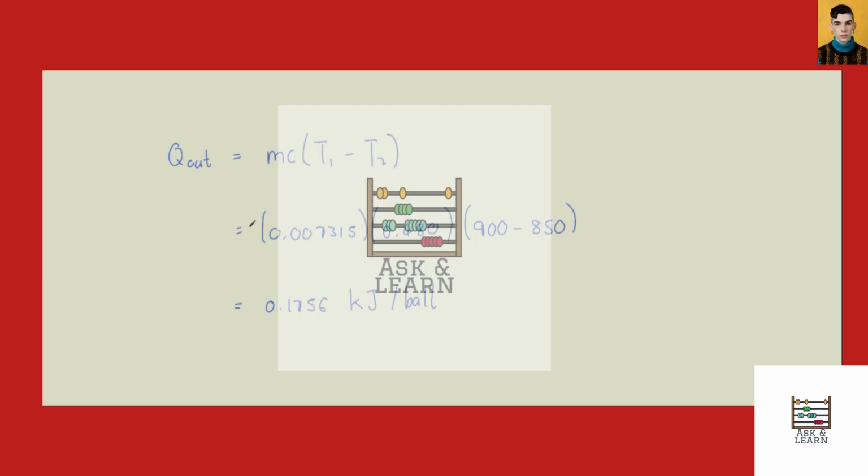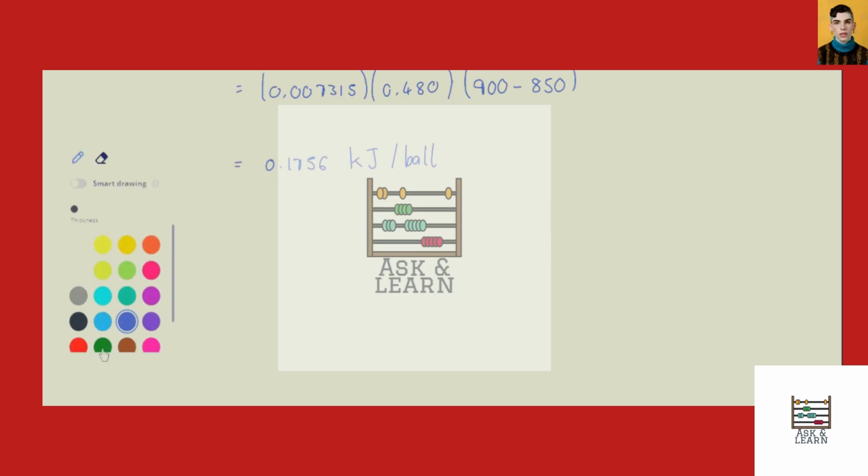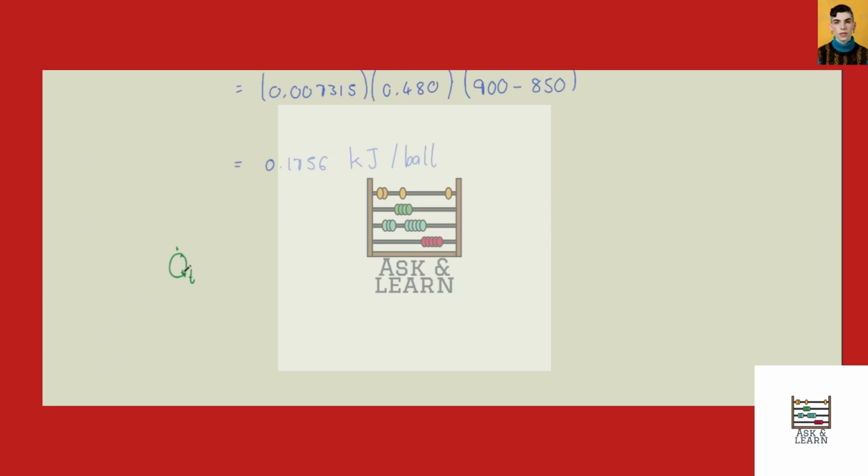Now we want to calculate the rate of heat transfer from the ball to the air. So the total rate at which heat is lost to the air, Q dot, dQ/dt, is equal to the rate at which the balls leave the oven, N dot, where N is the number of ball bearings, times Q out. This is the one we've calculated before. This is per ball.